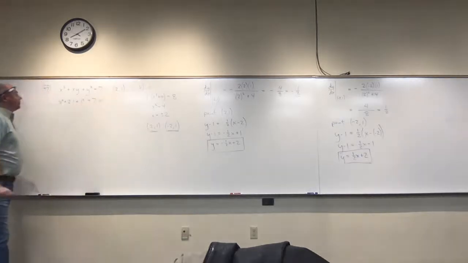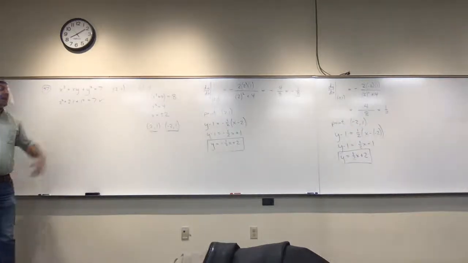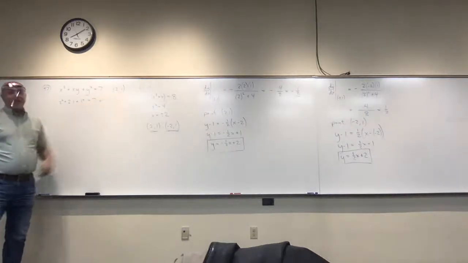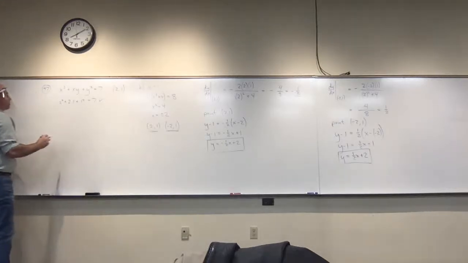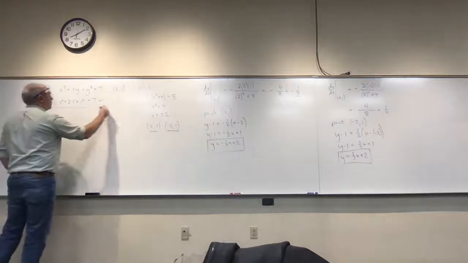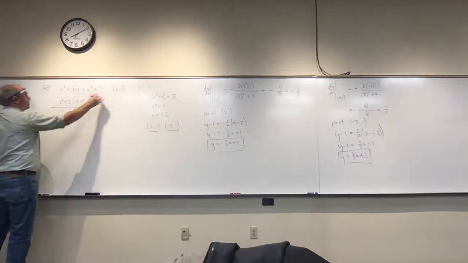Okay, so now we want to know what's the equation of the tangent line at that point. But to do that, I need dy/dx, right? I need the derivative. I have the point, so that's nice. I just need to know what's the slope at that point.